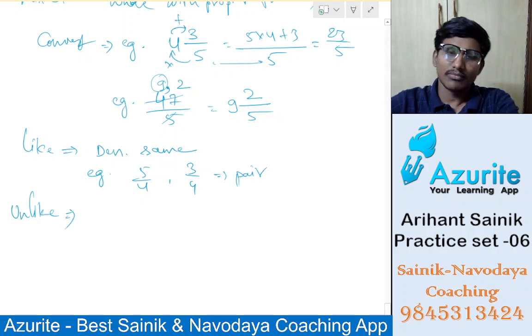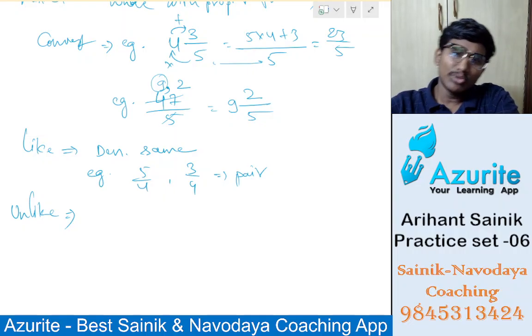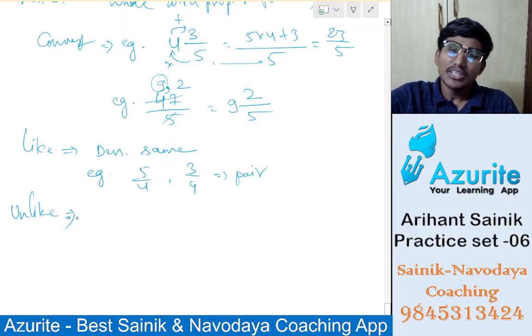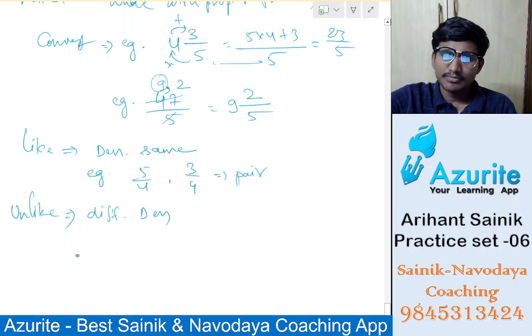Can the numerator also be the same? Yes. So this is about like and unlike fraction. Okay, so unlike means different denominators. So for example, like 5 by 9 if you take, or what?